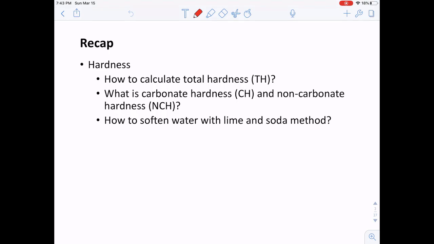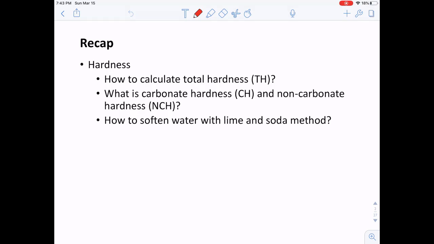So last class we derived some equations regarding the hardness of water. So basically we want to know how to calculate the total hardness of water. Further, we differentiated the carbonate hardness and non-carbonate hardness by using the bar graph there. And also we learned about how we can soften the water with lime and soda method.